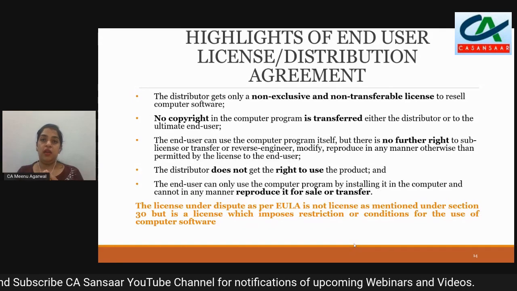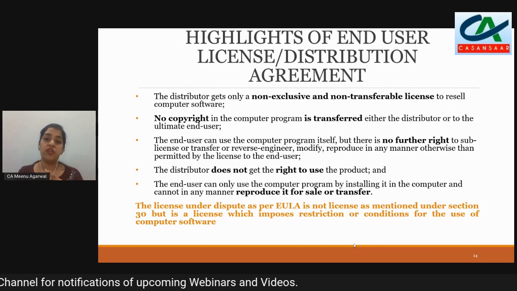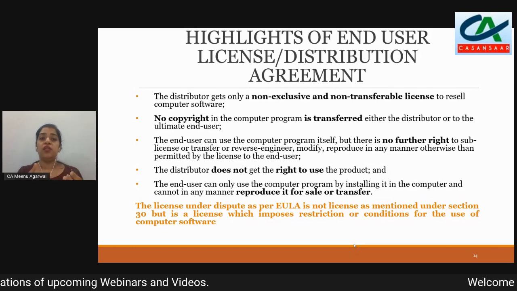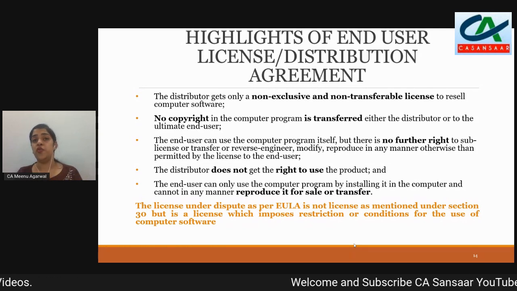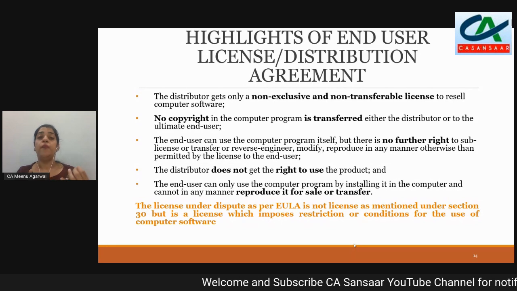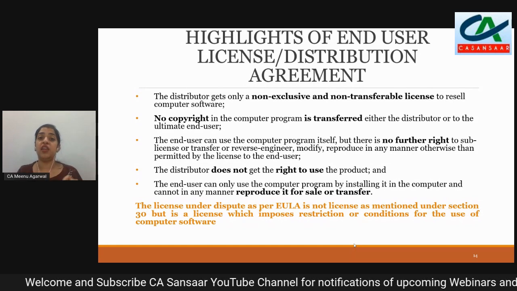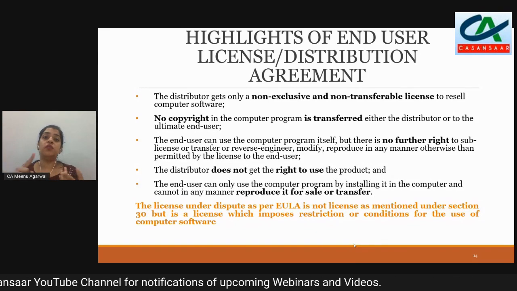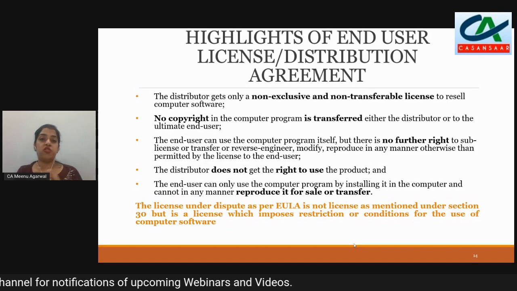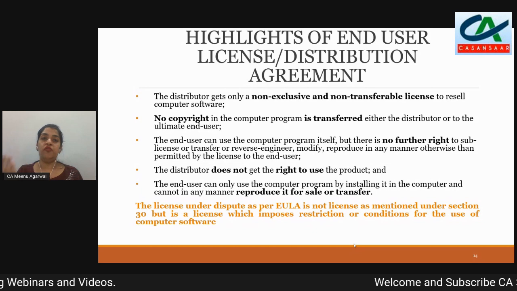So it said the agreement provides that there is a non-exclusive, non-transferable license, there is no copyright available, and the distributor is not allowed to use the software or the product. The end user can use it, but he does not have any right to reproduce, reverse engineer, transfer, commercially exploit it, or whatsoever, without the permission of the lender.